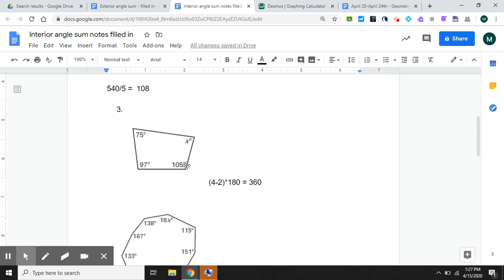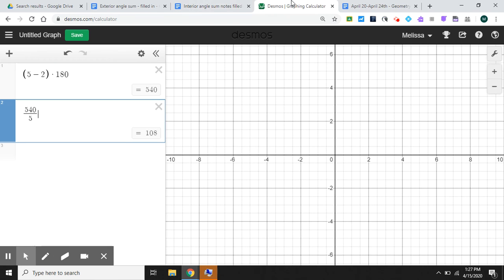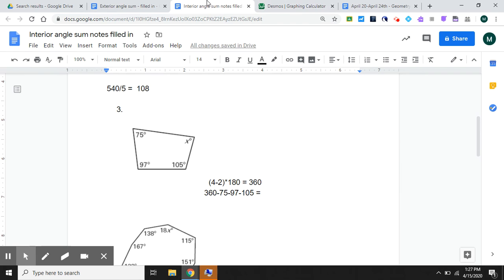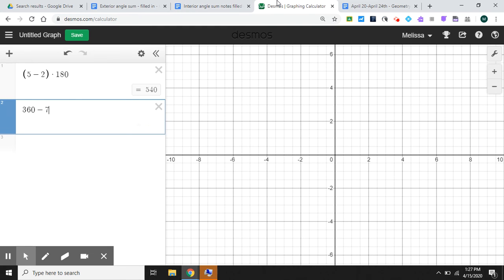Now I just need to add these up and subtract from 360. Or I can take that 360 and just subtract off all the angles. So 360 minus 75 minus 97 minus 105. Okay, so let me go to a second line here. 360 minus 75, 97, and I think it was 105. Yep. And that gives me 83 degrees.